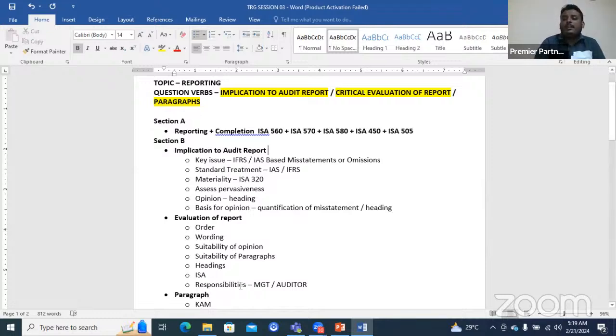Finally, the responsibilities. What is management's responsibility? What is the auditor's responsibility? All these things you should know, because sometimes in your extract, management's responsibility can be presented as the auditor's responsibility, and the auditor's responsibility as management's responsibility. So we should know these things in order to critically evaluate an audit report. Anyway, we'll do questions to understand these formats.